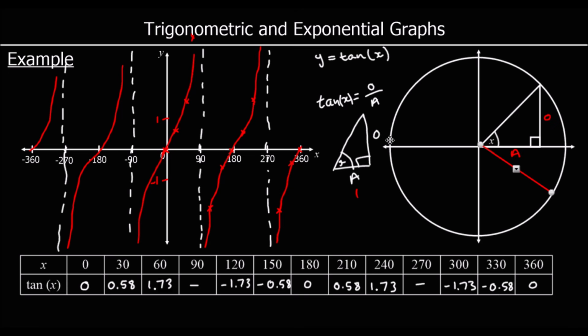So we need to know the tan graph repeats every 180 degrees. So every 180 degrees we get the same shape, and we have this asymptote at 90 that it gets closer and closer to but never reaches. So tan gets bigger and bigger as it reaches 90. It starts at 0, gets bigger and bigger as it reaches 90, but it never reaches 90, and that gives us this shape.